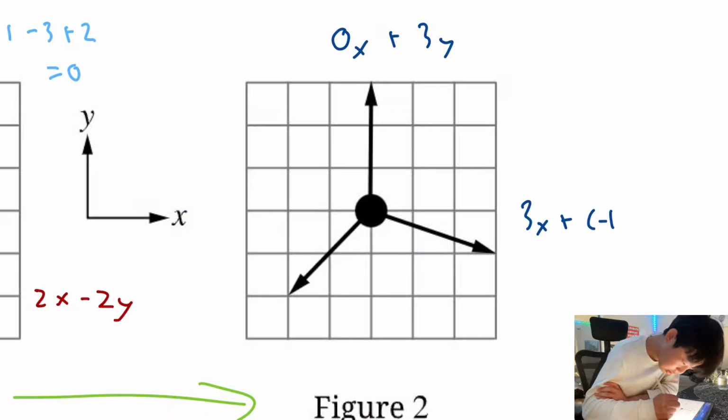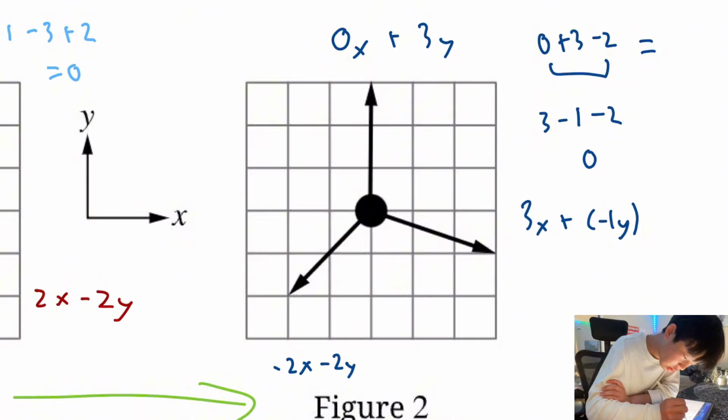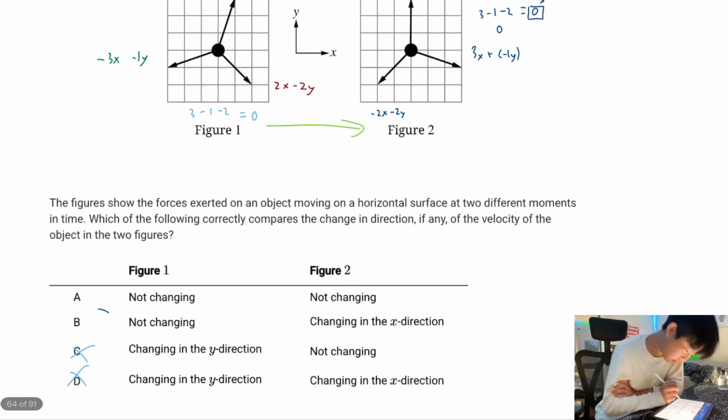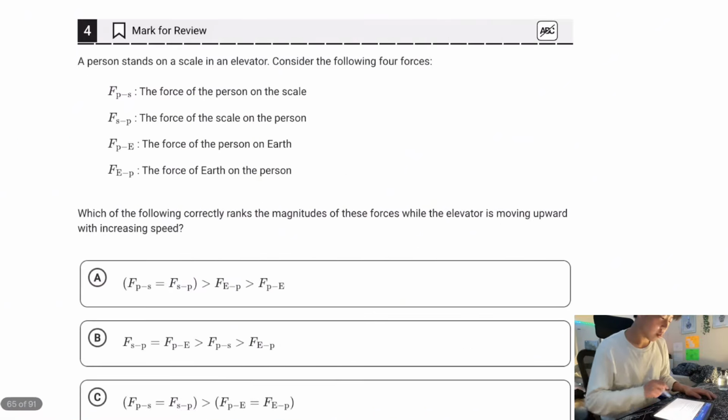I was making plus negative 1y. And this one right here is going to be negative 2x minus 2y. So what happens when we add all these together? We get 0 plus 3 minus 2. So already I know it's moving in some capacity. And we also get 3 minus 1 minus 2, so that's 0. Sorry, I need to write 1 equals 0. So it's moving in the x direction. Move in x. Okay, so it has to be C. B. Alright, we good. Next question.